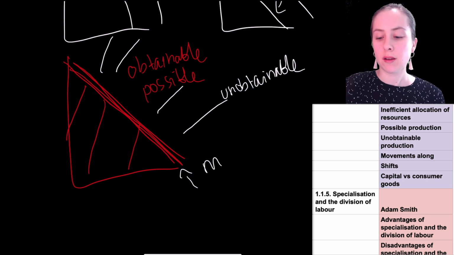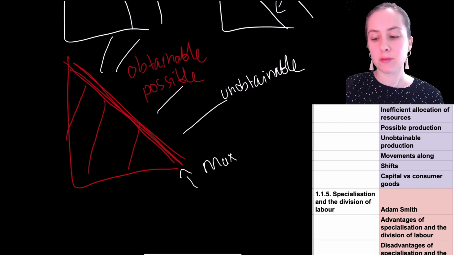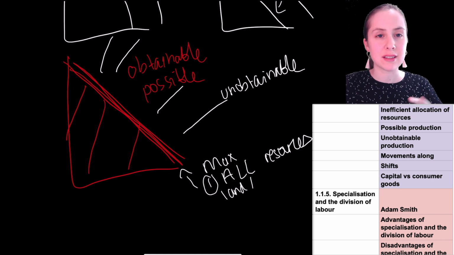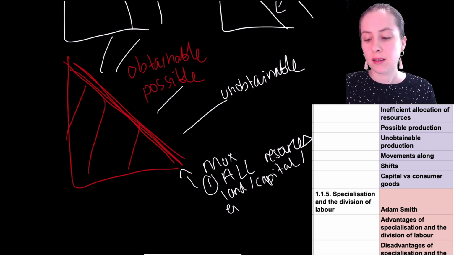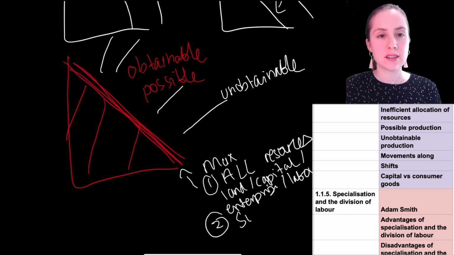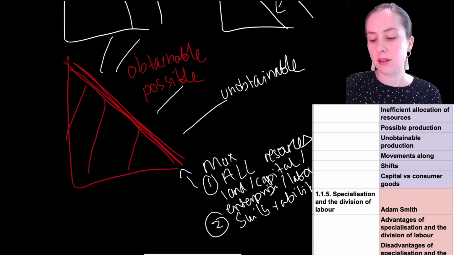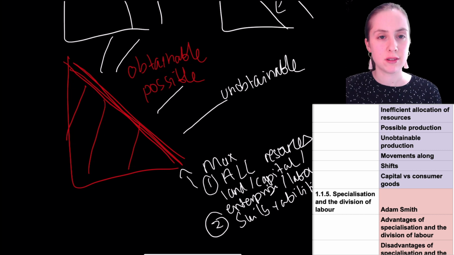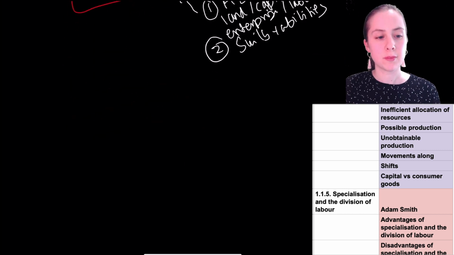Why not? Because your PPF shows the maximum your country or your firm can produce if it uses all of its resources, all of its land, all of its labor, all of its capital, its enterprise, and it uses them to the full skills and abilities that it has right now. And technology. It's to the max. Nothing more can be achieved. That's why the white bit is unobtainable, and that's why the red bits are obtainable.